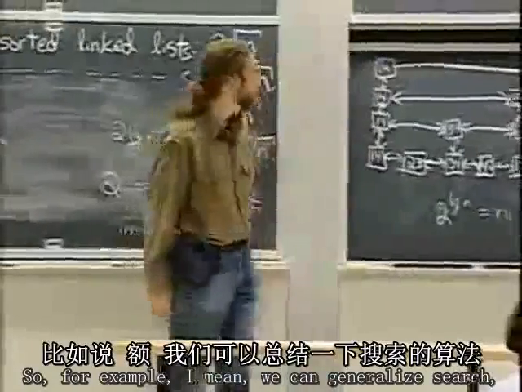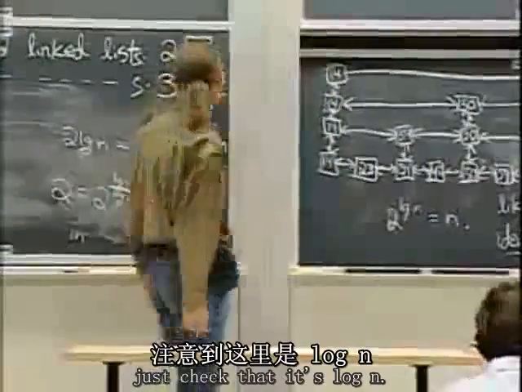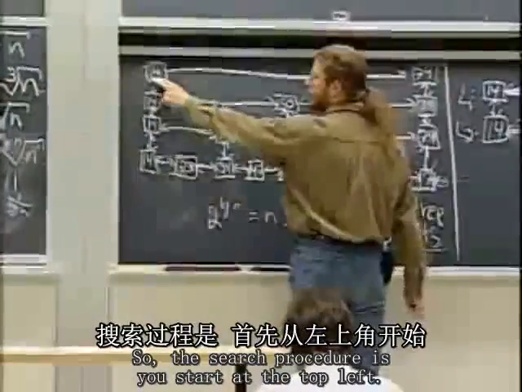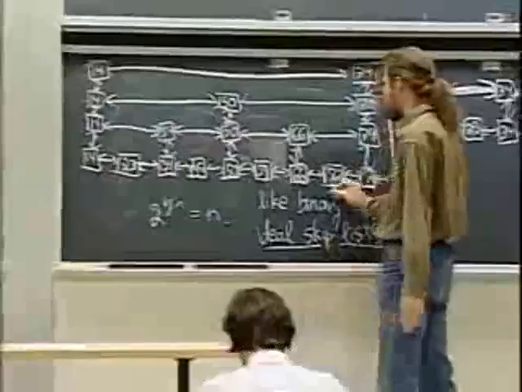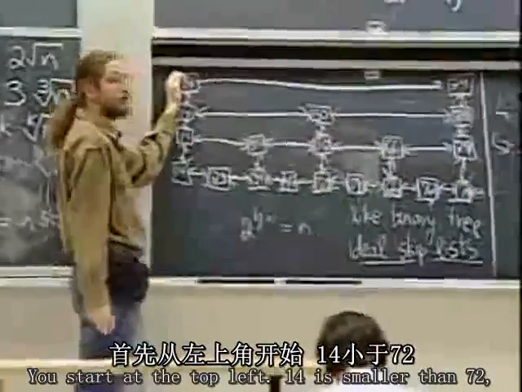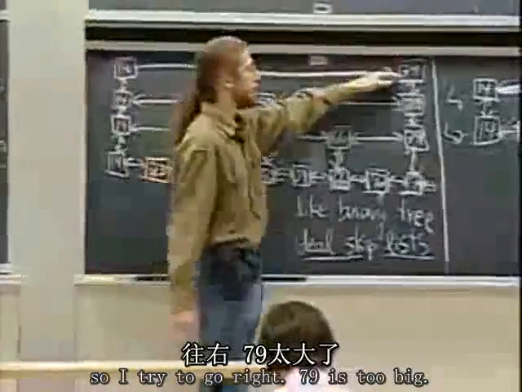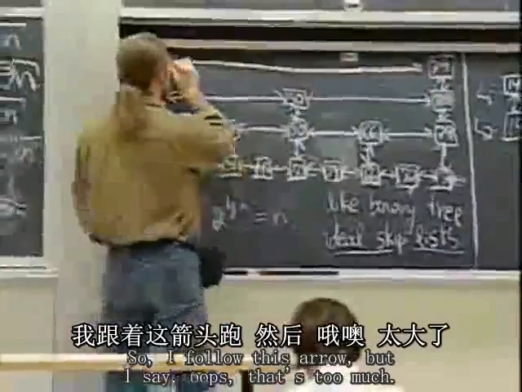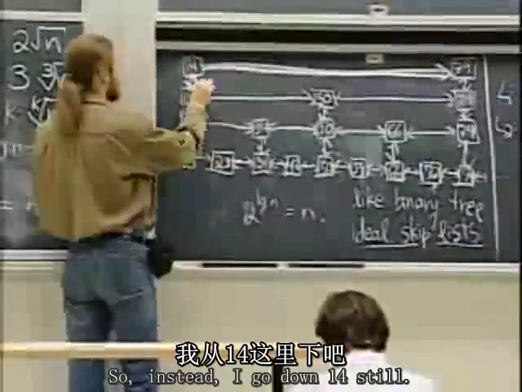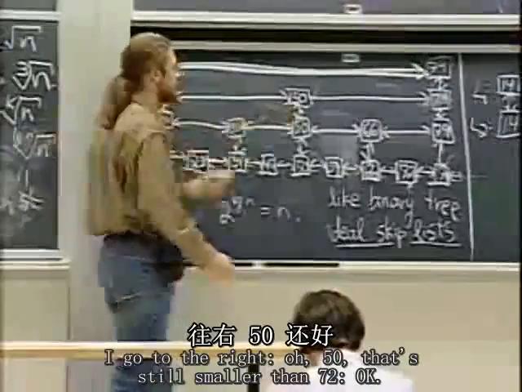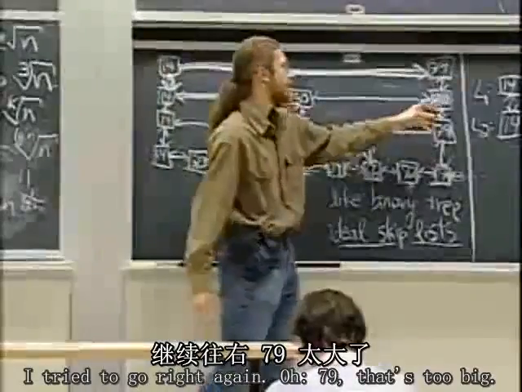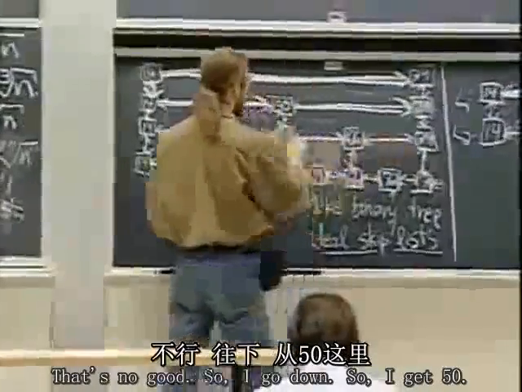So for example, we can generalize search. Just check that it's log n. The search procedure is you start at the top left. Let's say we're looking for 72. You start at the top left. 14 is smaller than 72, so I try to go right. Oh, 79 is too big. So I follow this arrow, but I say, oops, that's too much. So instead I go down. 14 still. I go to the right. Oh, 50, that's still smaller than 72. Okay. I try to go right again. Oh, 79, that's too big. So that's no good. So I go down.